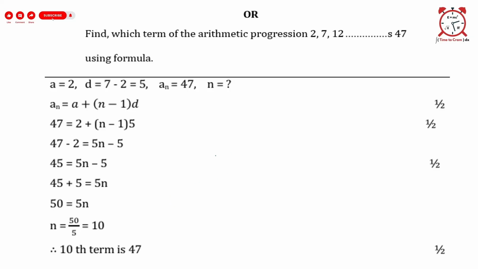Next question, again here it is an internal option. Find which term of the arithmetic progression 2, 7, 12 is 47 using the formula. So here again from the given progression, a equal to 2, d equal to 7 minus 2 equal to 5, last term an equal to 47, and we have to find n here. So by writing the formula an equal to a plus n minus 1 d, put in all the values properly here. Then after the simplification, we will get the value of n equal to 10.